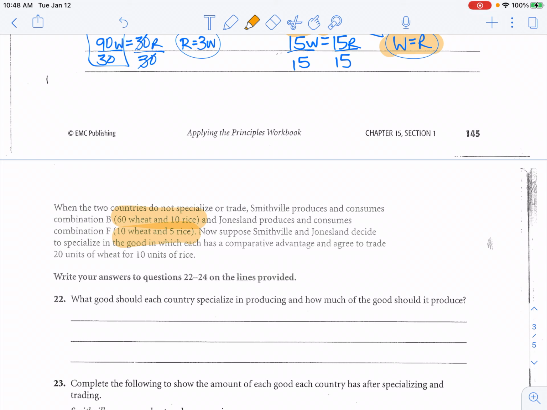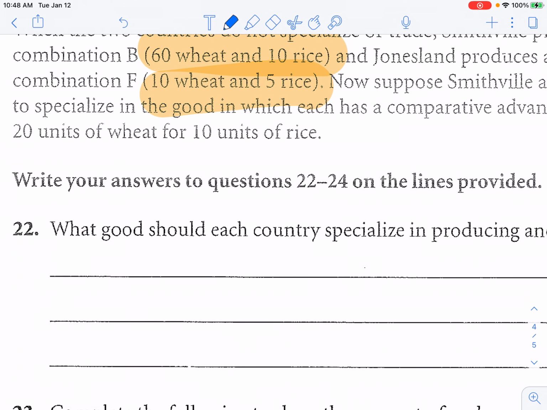And the country that's producing the wheat is going to give 20 units to the other, and the country that's producing rice is going to give 10 units of rice back in return for those 20 units of wheat. So we want Smithville to produce the wheat because they have the comparative advantage. And Jonesland's going to produce the rice.